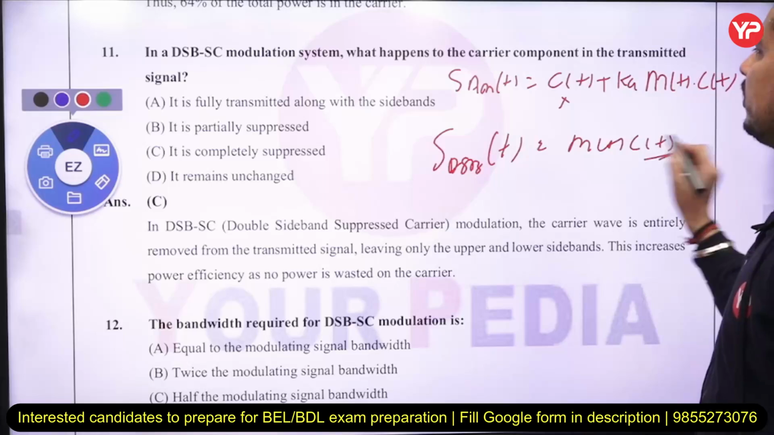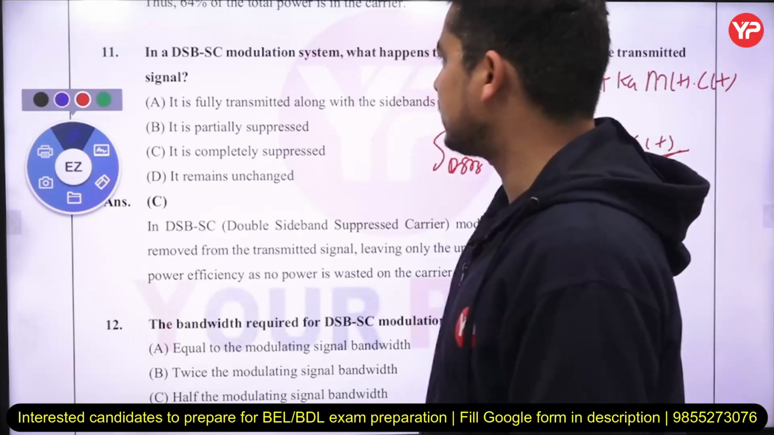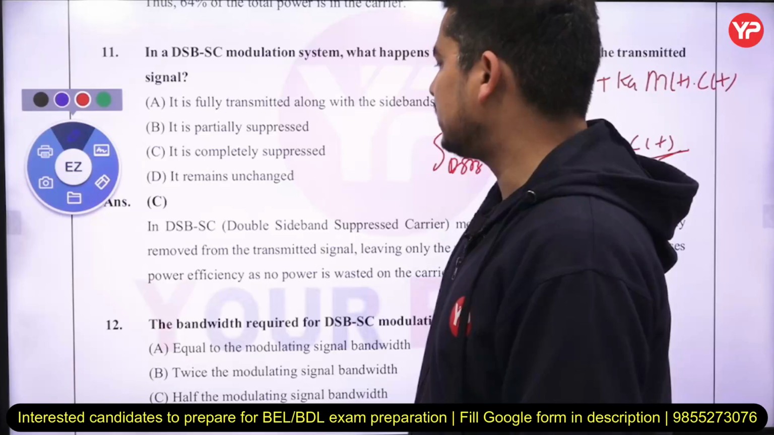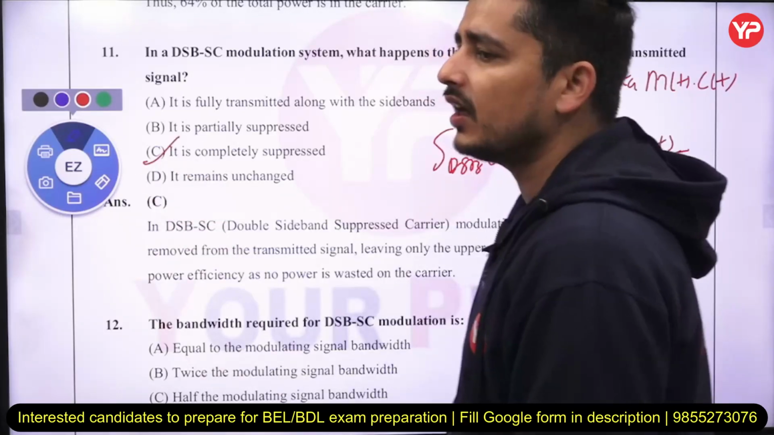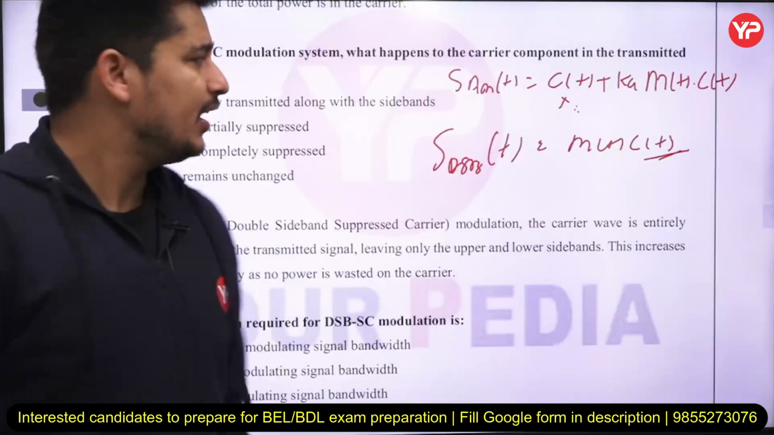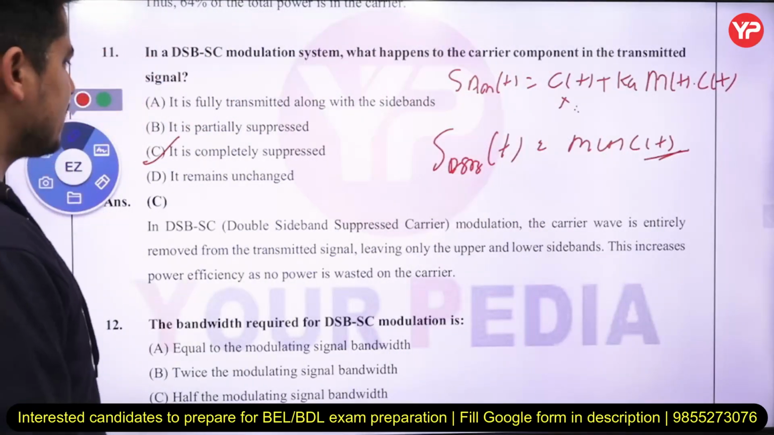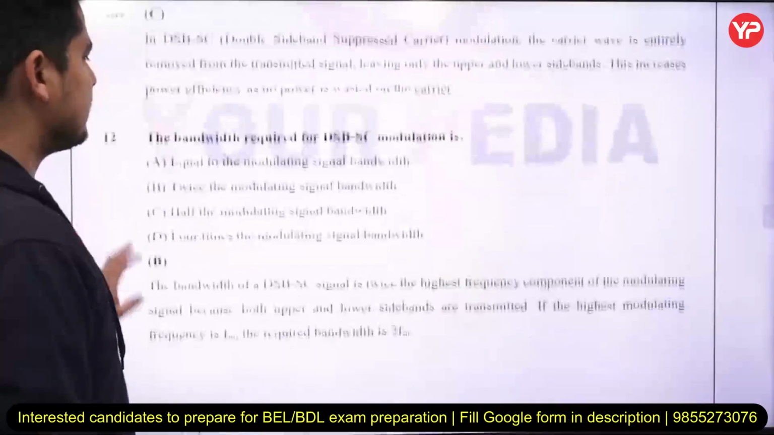So what happened to your carrier? We suppress this carrier. So do we fully transmit it along with the sideband? No. Is it partially suppressed? No, it is completely suppressed. So we suppress the carrier, right? So remember that thing. If you compare with AM and DSB, we suppress the carrier completely, right?